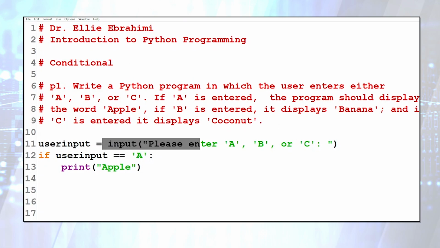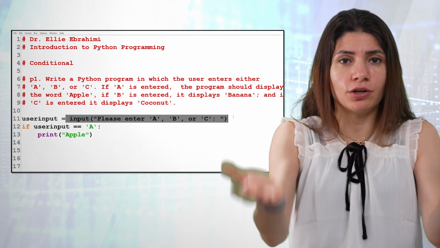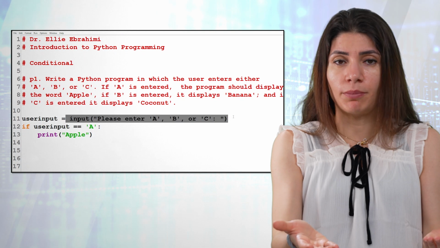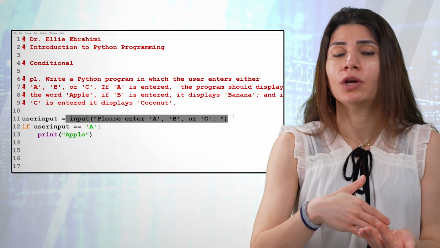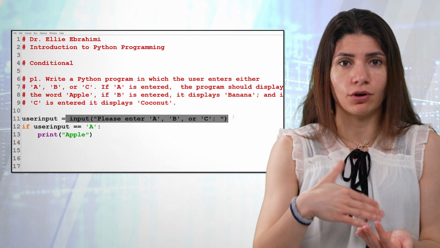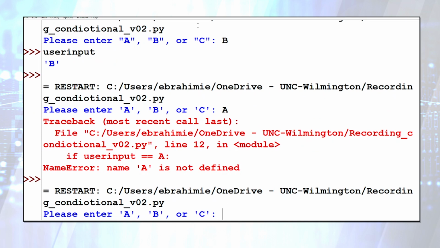And we know the input function gives us a string type, so you can simply compare two strings with each other. If they're equal to each other, you print the apple that you want. If they're not equal, you're going to skip that and move on to the next line in your code. Okay, so let's run this one more time, test it, and see if we fixed that error message.